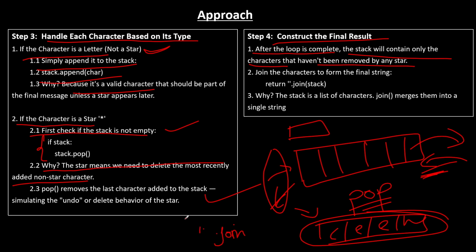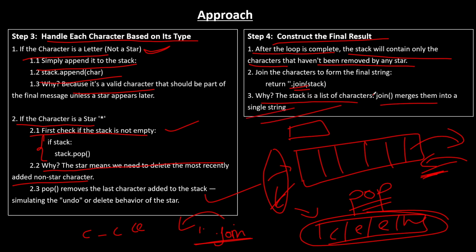Basically, what does join do? It takes the list and joins the complete characters, and since I'm using an empty string here, there will not be any space between the characters. It basically converts the list into a string. Okay, fine. This is what join will do. The stack is a list of characters, and join merges them into a single string. Fine. I hope you understood the approach.